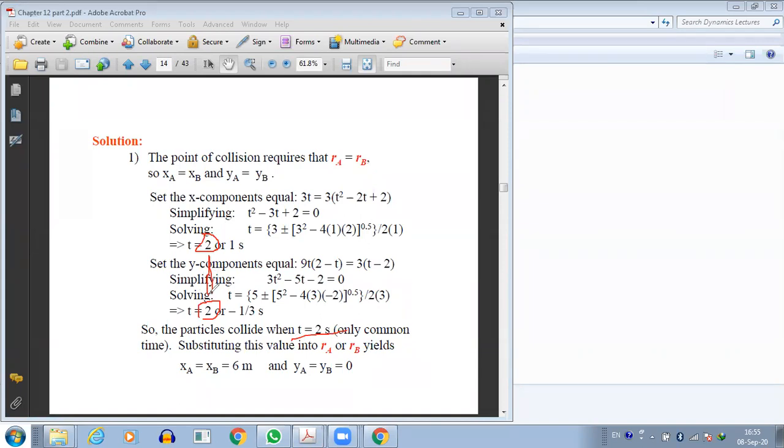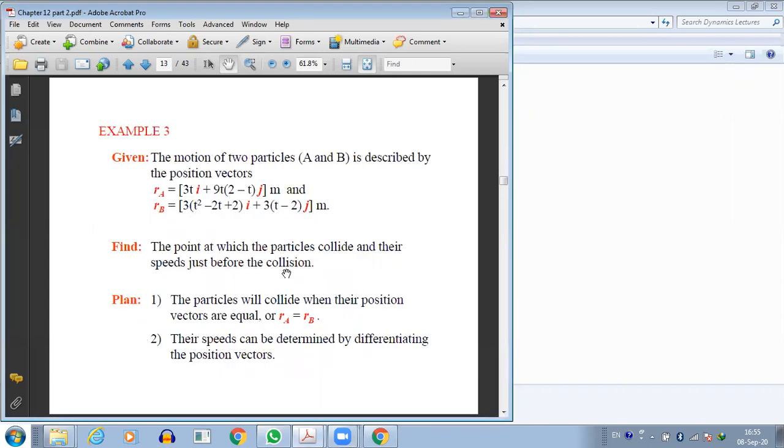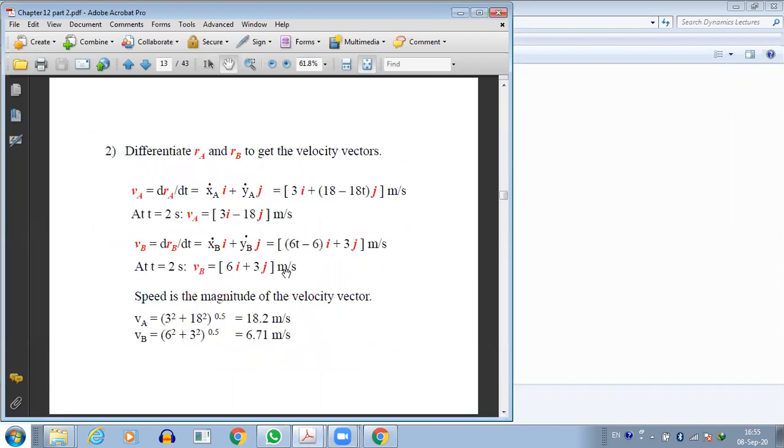So once you have this time, just substitute the value of time and you will get the value of RA and RB, and that will be the position of collision which was needed in the problem. Then what else was needed? And their speed. So you also need their speed. So you need the velocity.